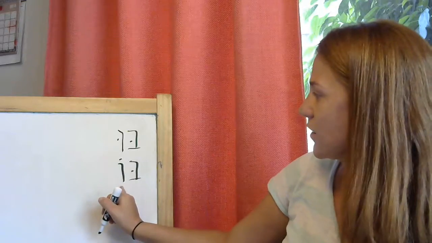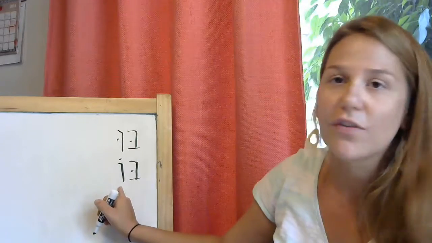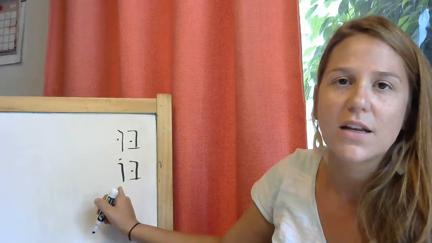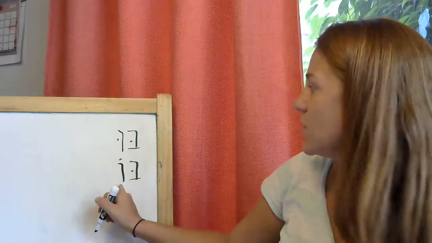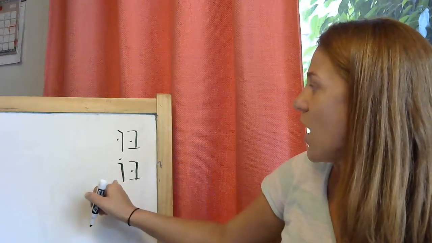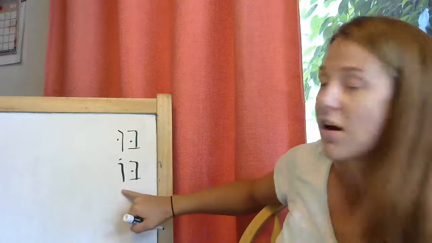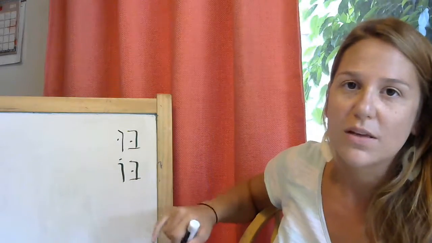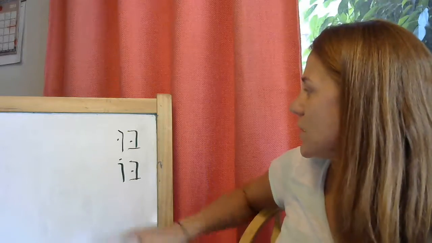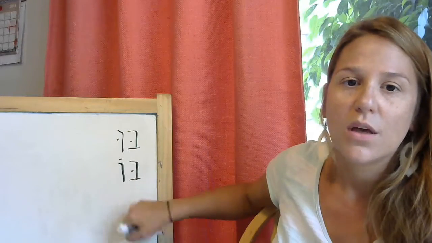And then here's the other possibility when you have a Vav as a mater, and that is that it's an O sound. In this case, it's just called a holem Vav, which we know this dot here is a holem, and this is a Vav. So again, the name of it is just vowel plus the letter. And this is pronounced bo.